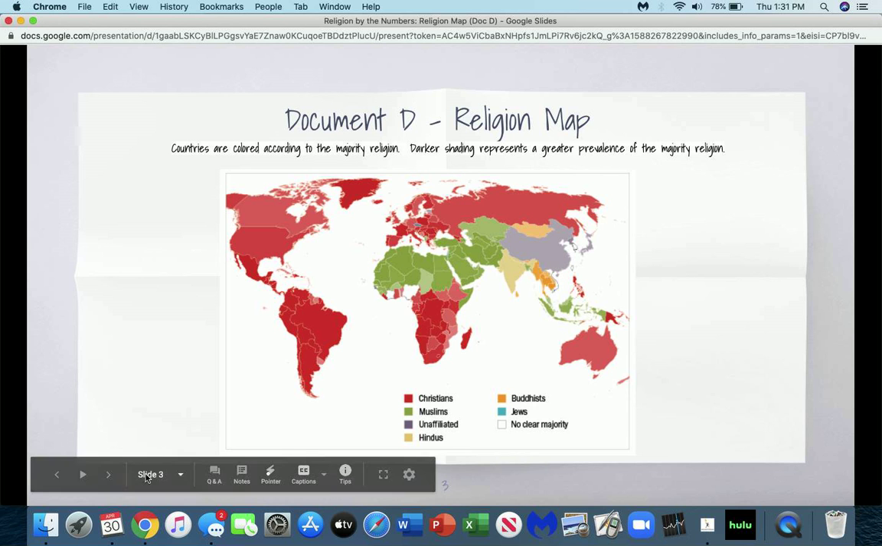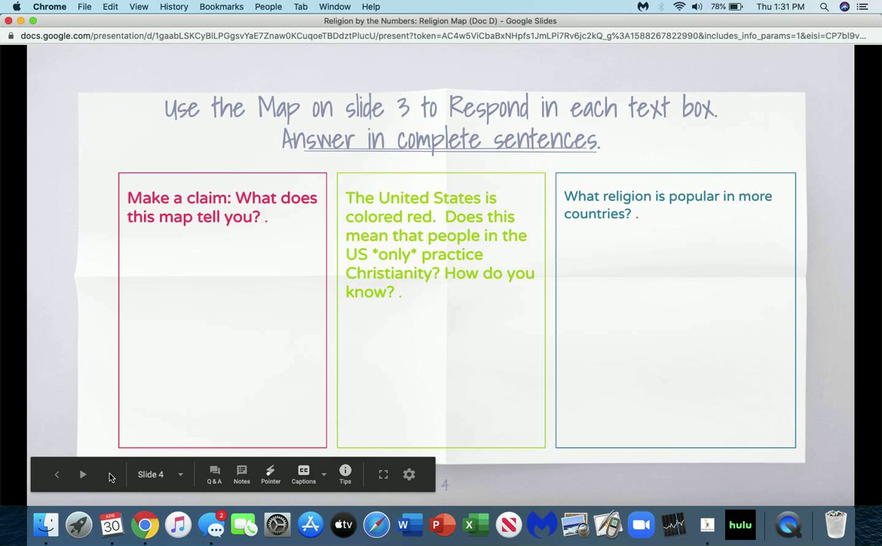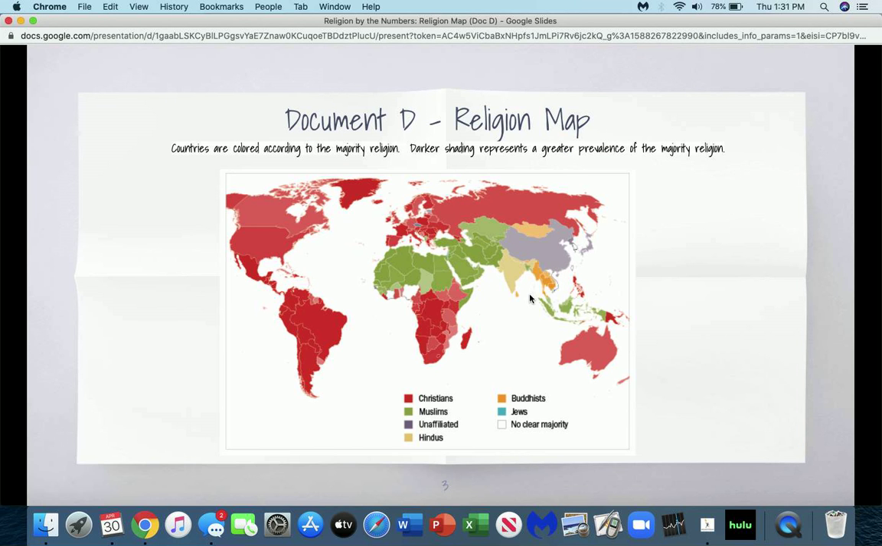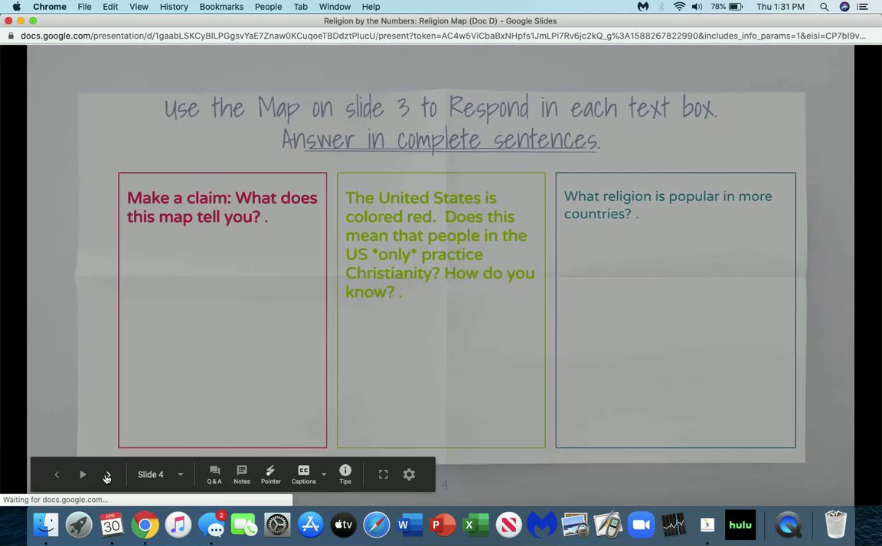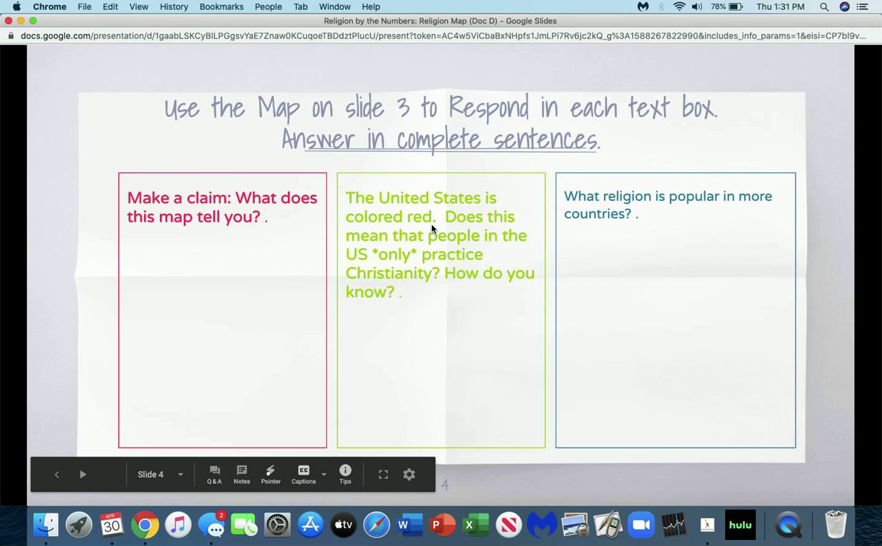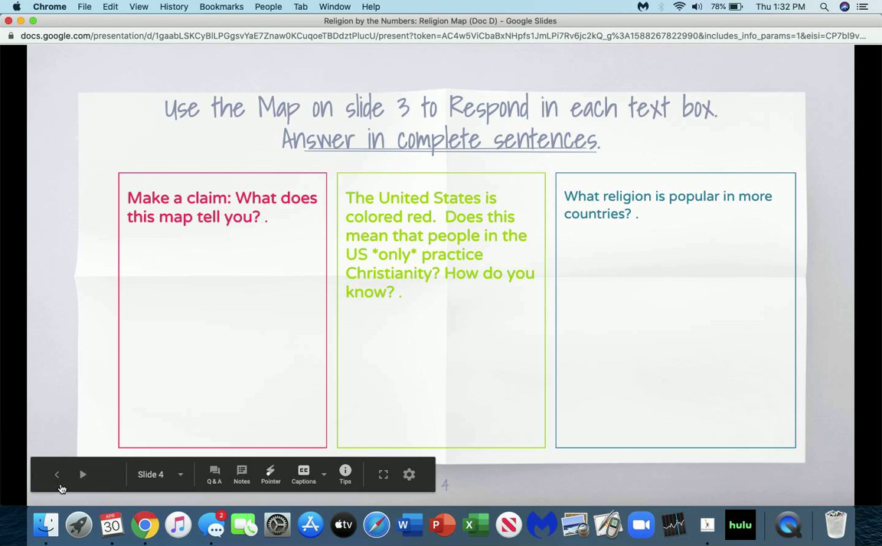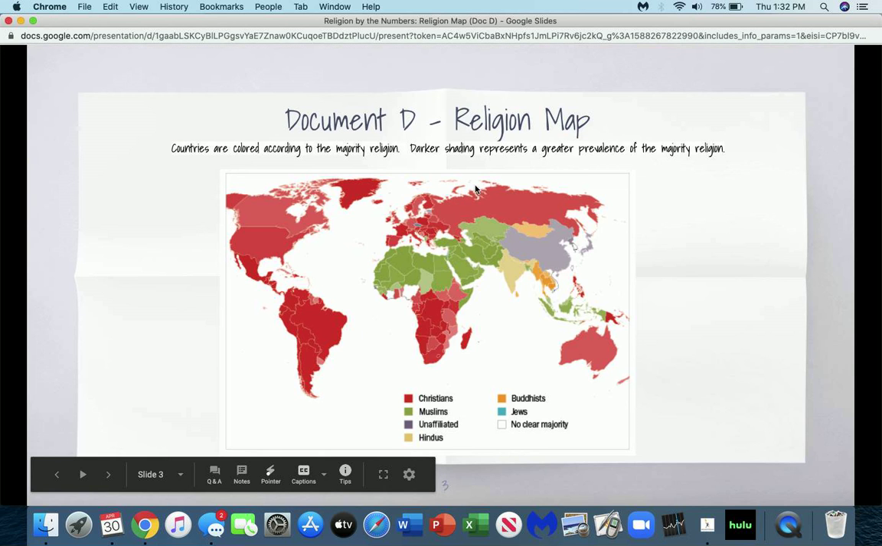Okay, let's go over the questions. So you're going to make a claim about this map. What does this map tell you? You can make a claim about a specific religion. You can make a claim about all the religions. It's totally up to you, but you have a lot of information to work with on this map. The United States is colored red. Does this mean that people in the US only practice Christianity? How do you know? You'll be able to answer this second question by just reading the top.